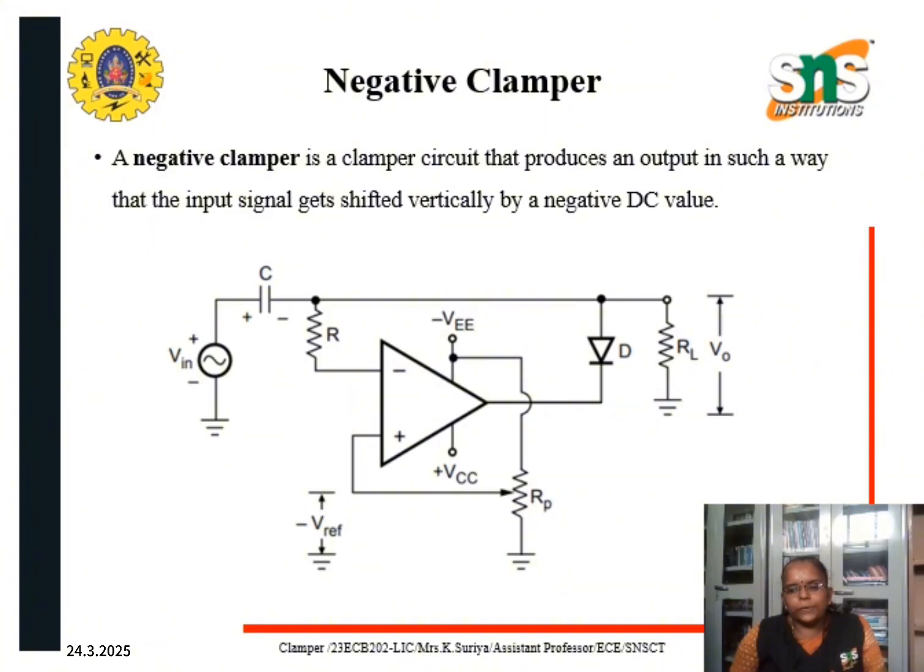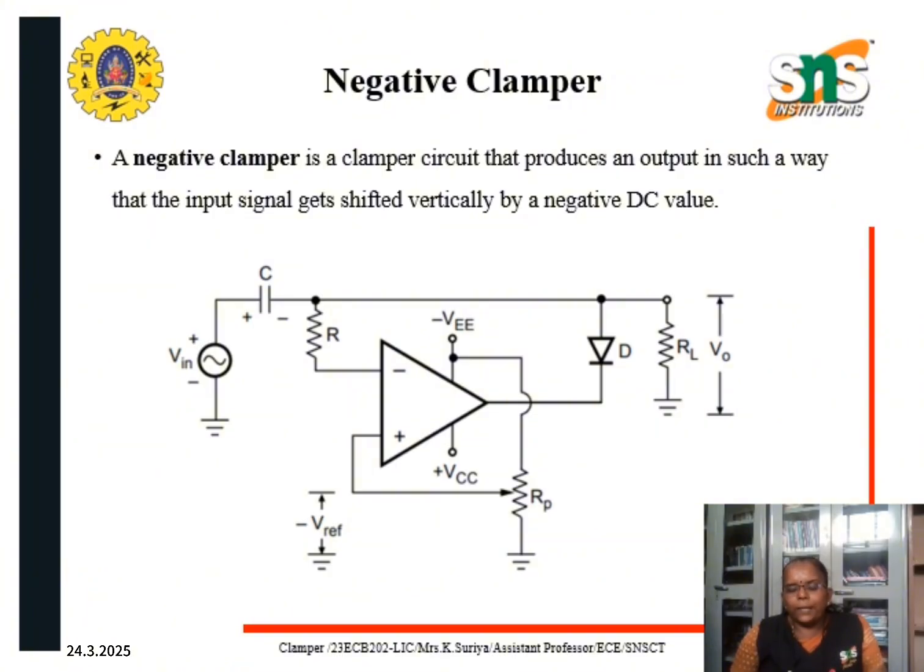So here also the V reference value is connected to the non-inverting terminal of the op-amp, and the input is connected to the inverting terminal of the op-amp. Here the operation is similar to that of a positive clamper. When the reference voltage is negative, the diode will get forward biased and the output voltage will be set to the reference voltage.